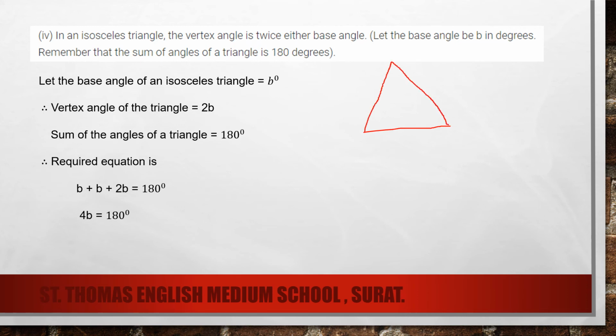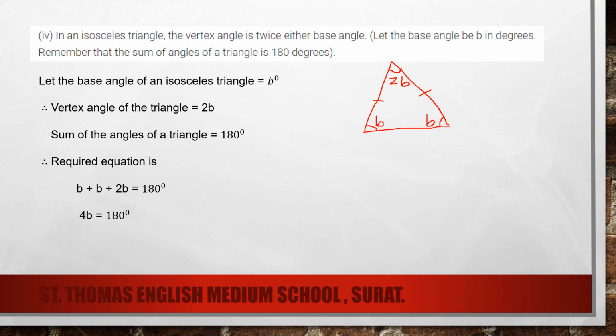So this is called an isosceles triangle. That means two sides are equal. And they say this base angle is given as b in degrees. So right here, b. The next thing they gave is that the vertex angle is twice either base angle. Vertex angle, what is the meaning of vertex? This is called the vertex angle. So this vertex angle is twice. What is the meaning of twice? 2 times the base angle. This base angle is b. So 2b here, and b here and b here.